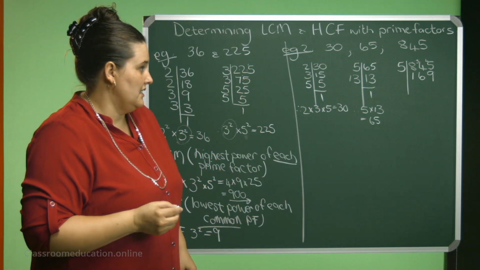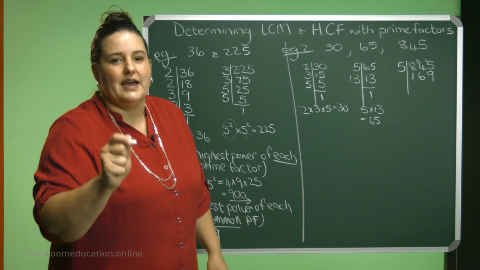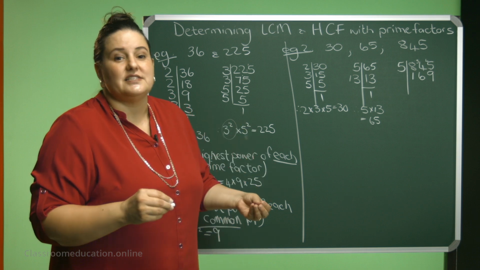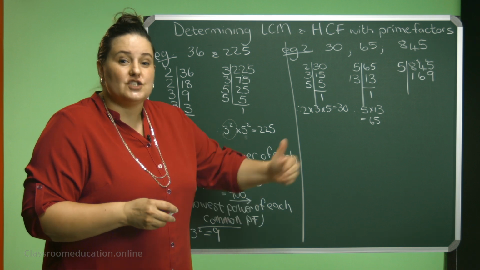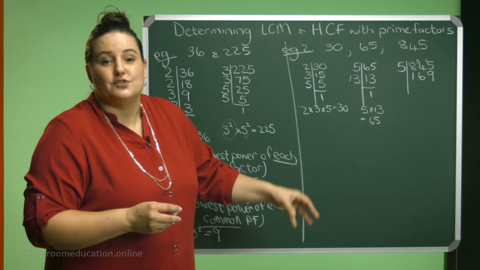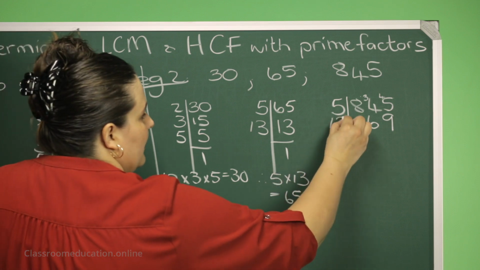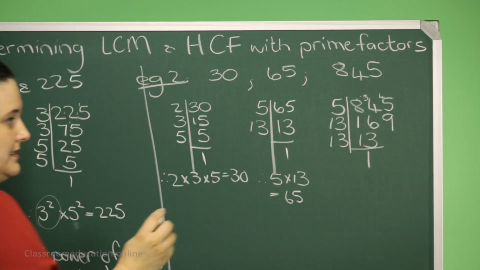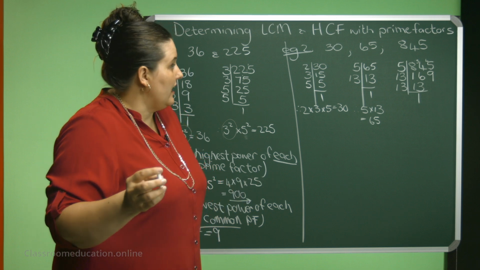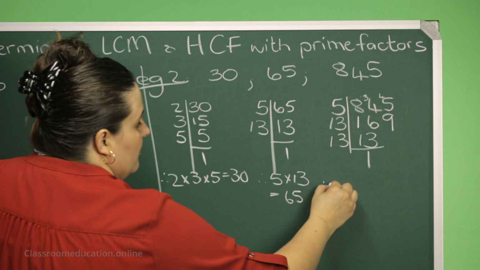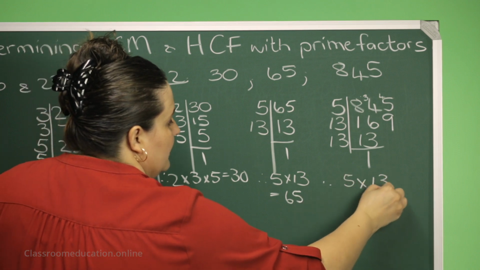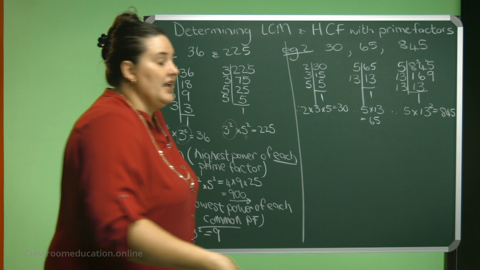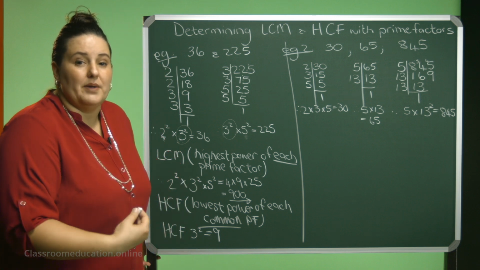169 times. And hopefully you know by now or recognize the value of 169. 169 is 13 squared. 13 times 13. So 13 can go into that 13 times. 13 can go into itself once. So what are our prime factors here? 5 times 13 squared is 845.